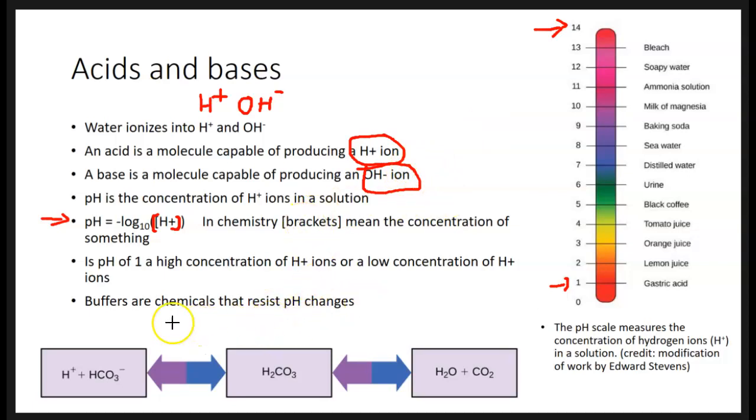We'll also talk in chemistry about buffers. Buffers are chemicals that are resistant to pH change. So buffers are chemicals that can both give and receive hydrogen ions in order to prevent changes of hydrogen concentration in a solution. So they prevent pH changes in a solution.